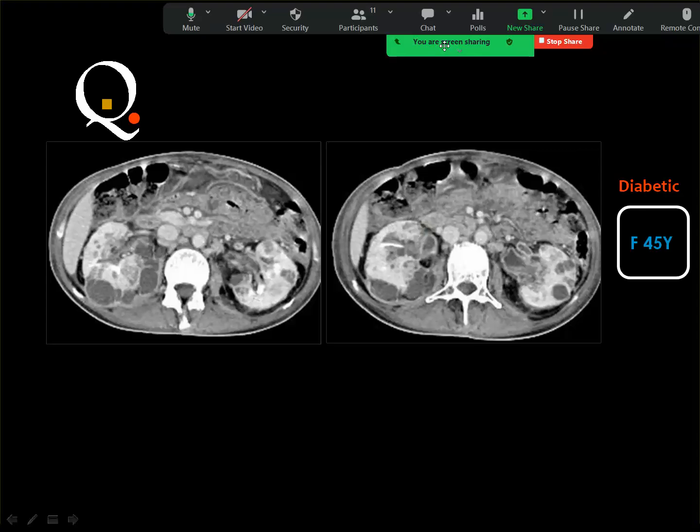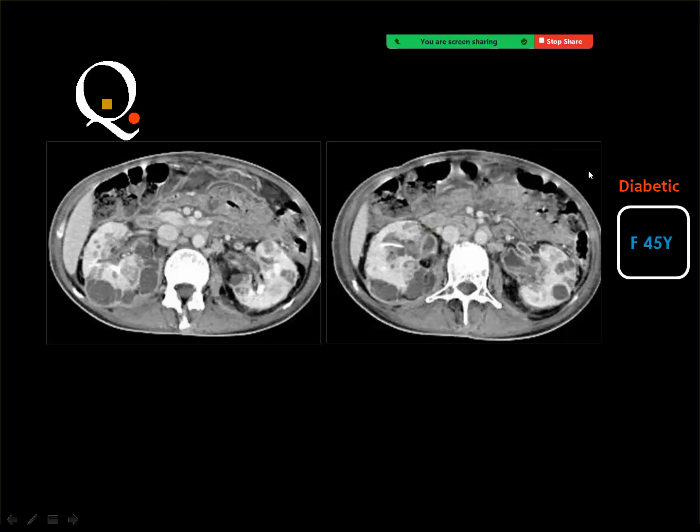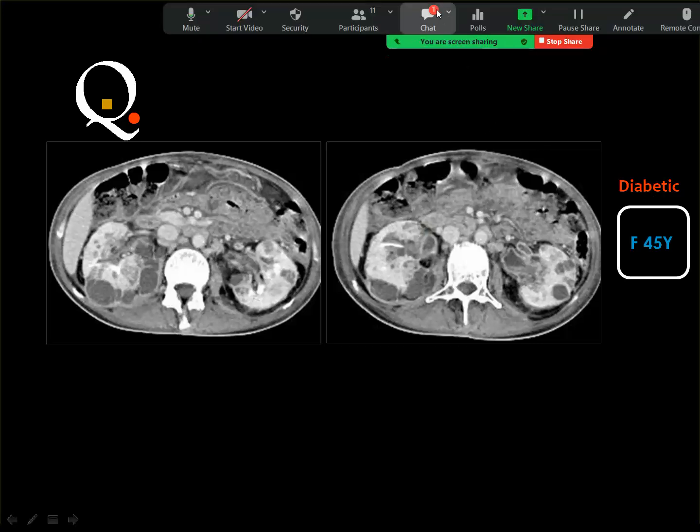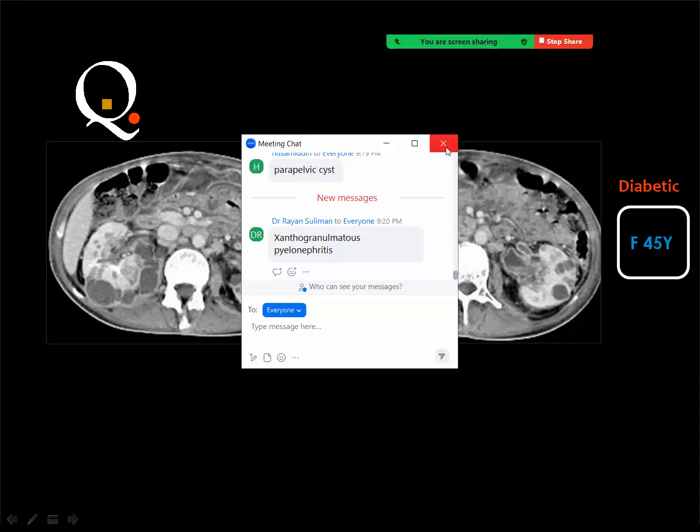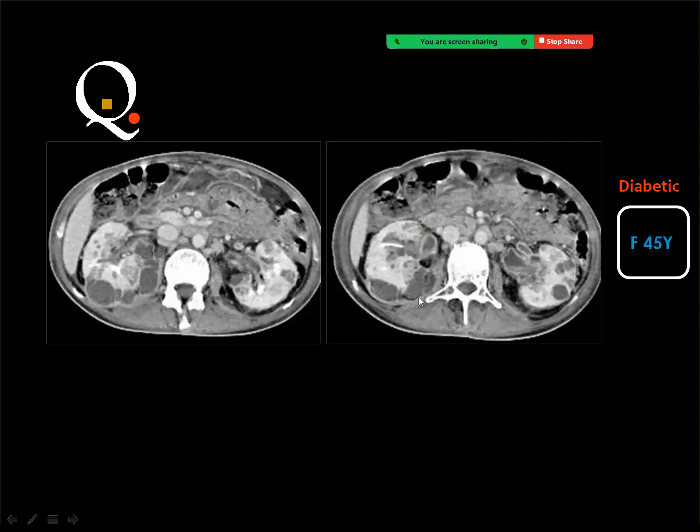And whenever you are told that the patient is diabetic, you think of infection, and the infection here is bilateral. It is not xanthogranulomatous pyelonephritis, but multiple abscesses in the renal parenchyma and perinephric space, with extension to the collecting system. Xanthogranulomatous pyelonephritis is usually a unilateral pathology, and the kidney is not functioning.